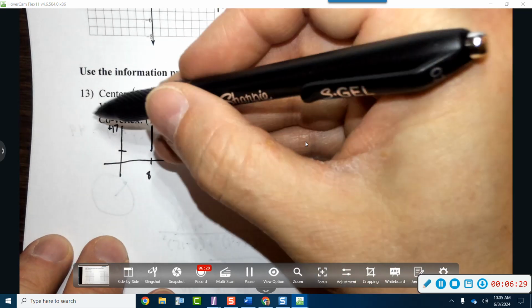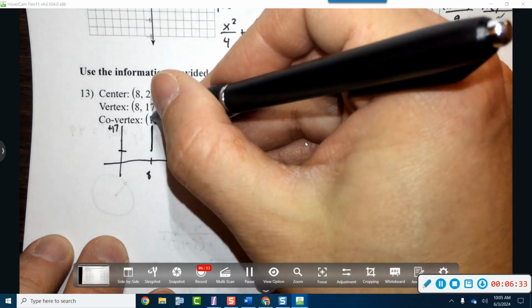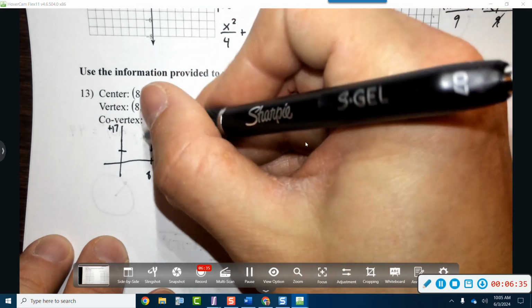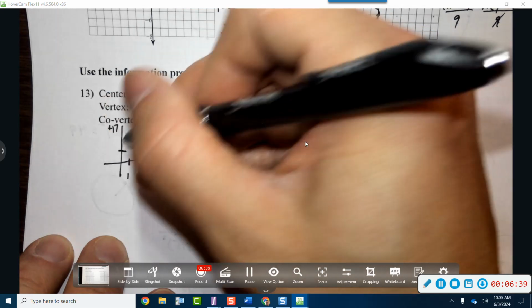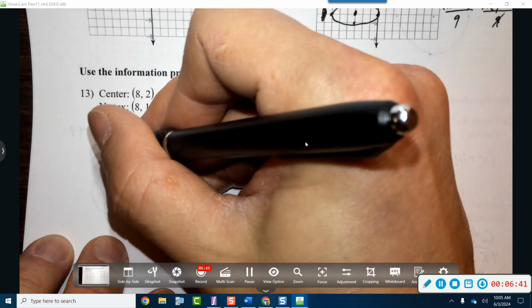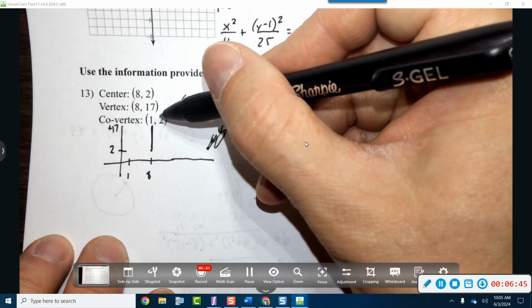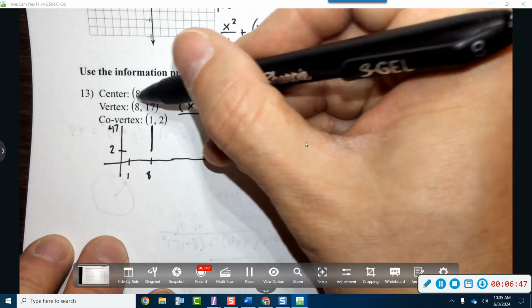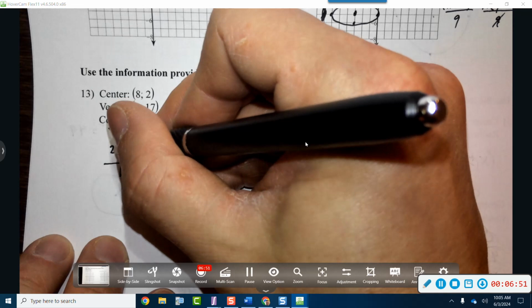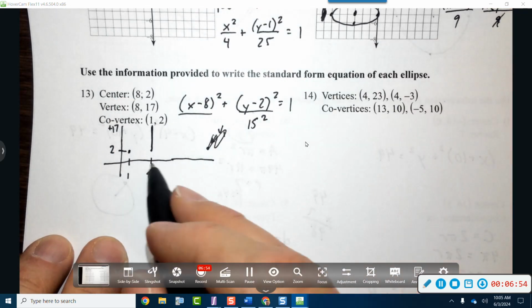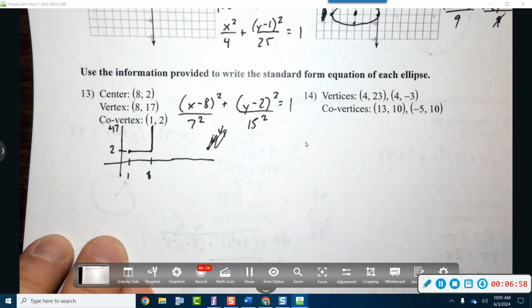Okay. Now the co-vertex is the minor axis. So he's going to go to 1, 2. So where is 1, 2? 1 and then positive 2. Now it had to have been 2 because that's actually the y coordinate here. So those two have to match, and these two have to match. Okay, so that's going to go all the way to 1. So you can see here that the distance from here to here is actually 7. So we need 7 squared there.